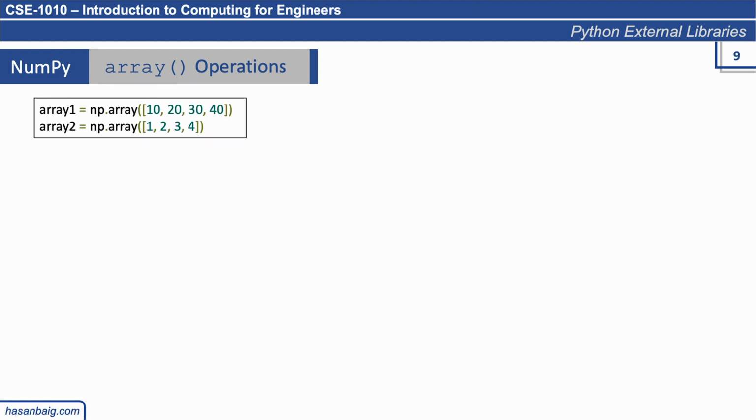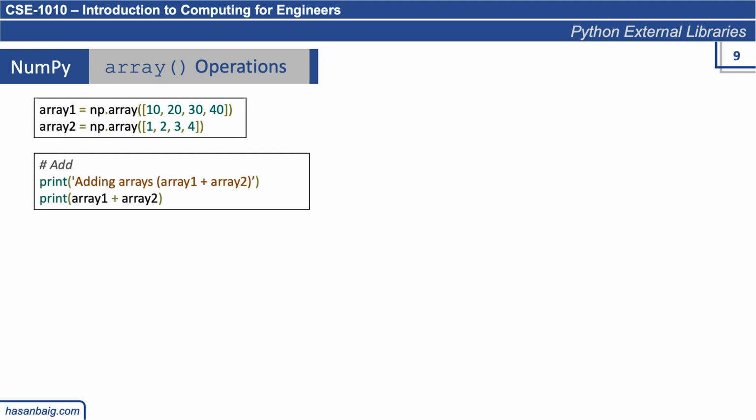Great. All right, so let's try practicing with this. Suppose we have array 1, np.array 10, 20, 30, 40, and np.array 1, 2, 3, 4. So let's try practicing, or maybe I can pull up the demo.